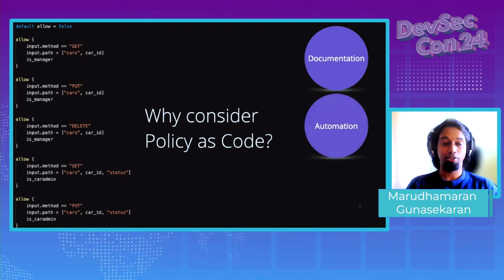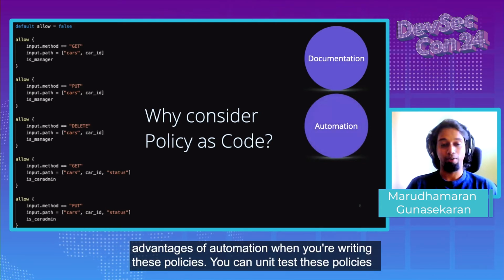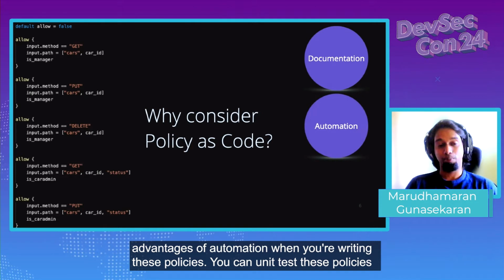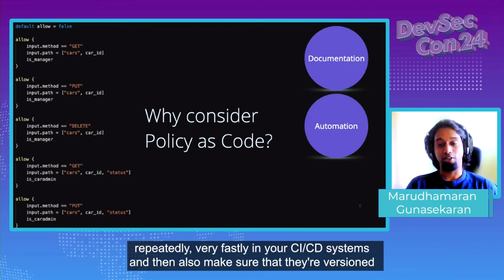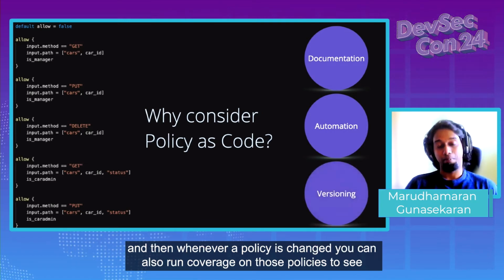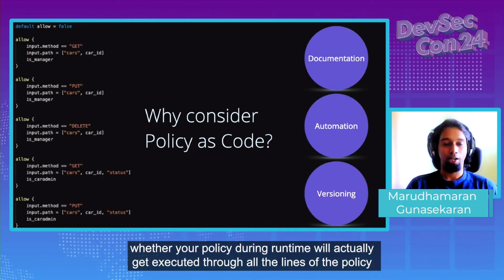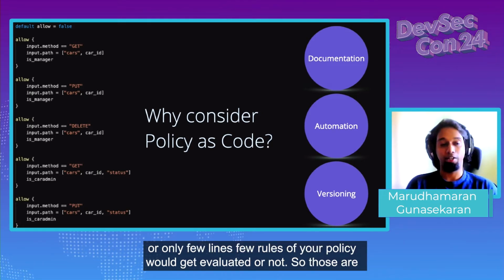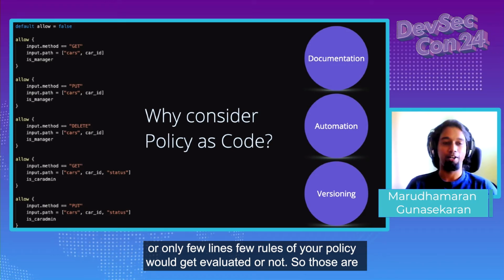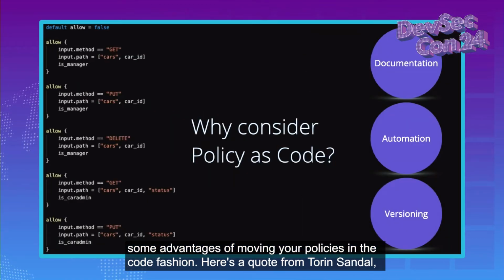There are also advantages of automation when you're writing these policies. You can unit test these policies repeatedly, very fast, in your CI/CD systems, and also make sure that they're versioned. And then whenever a policy is changed, you can also run coverage on those policies to see whether your policy during runtime will actually get executed through all the lines of the policy, or only a few rules of your policy would get evaluated. So those are some advantages of moving your policies in a code fashion.